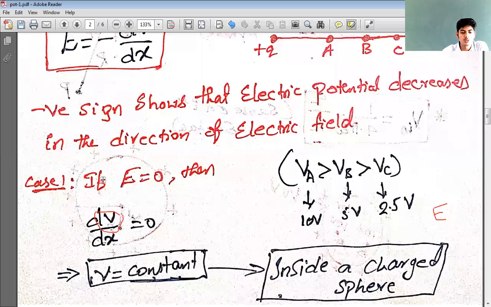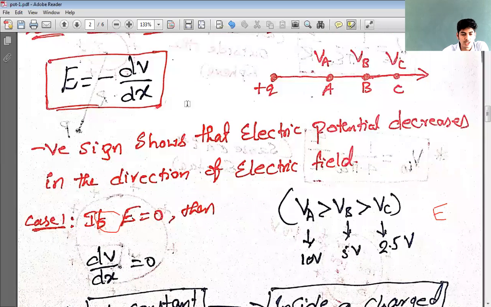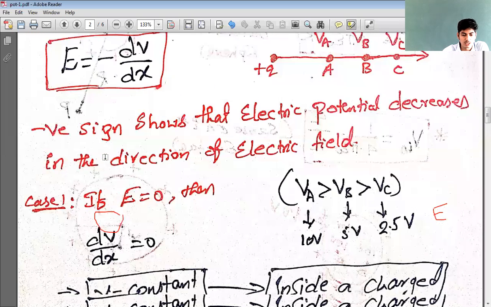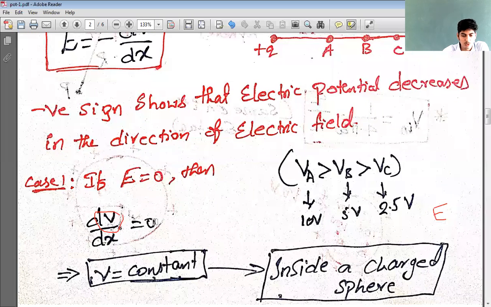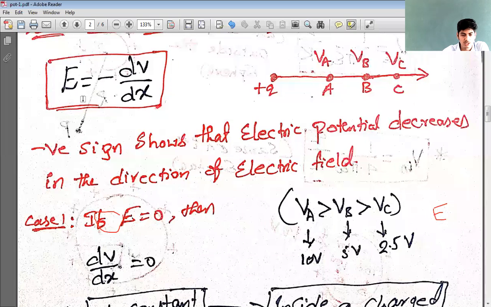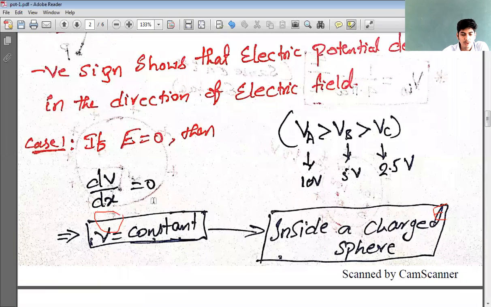And here we need to look at a special case. If E is equals to 0, in the equation E is equals to minus dV by dx, if E is equals to 0, then dV by dx is equals to 0. If dV by dx is equals to 0, differentiation of what will be 0? Differentiation of a constant always becomes 0.